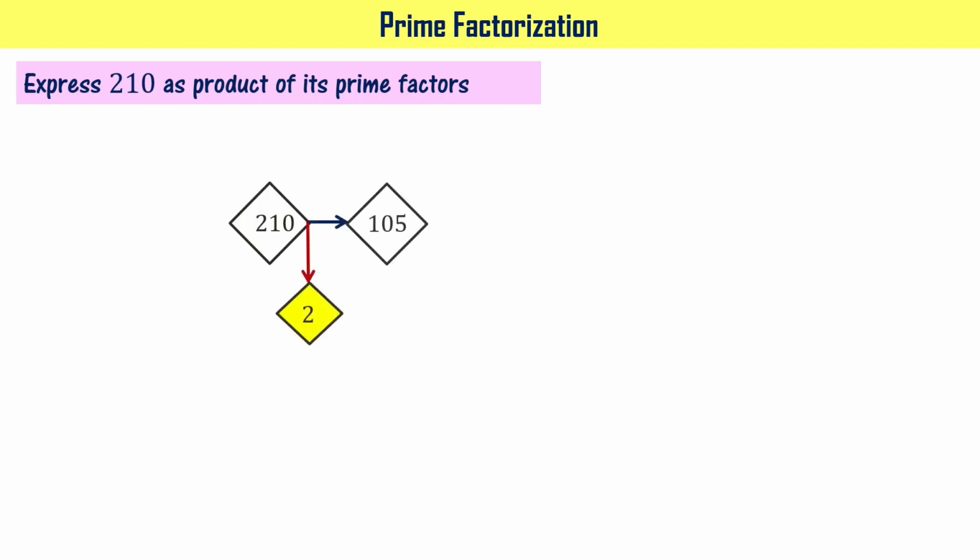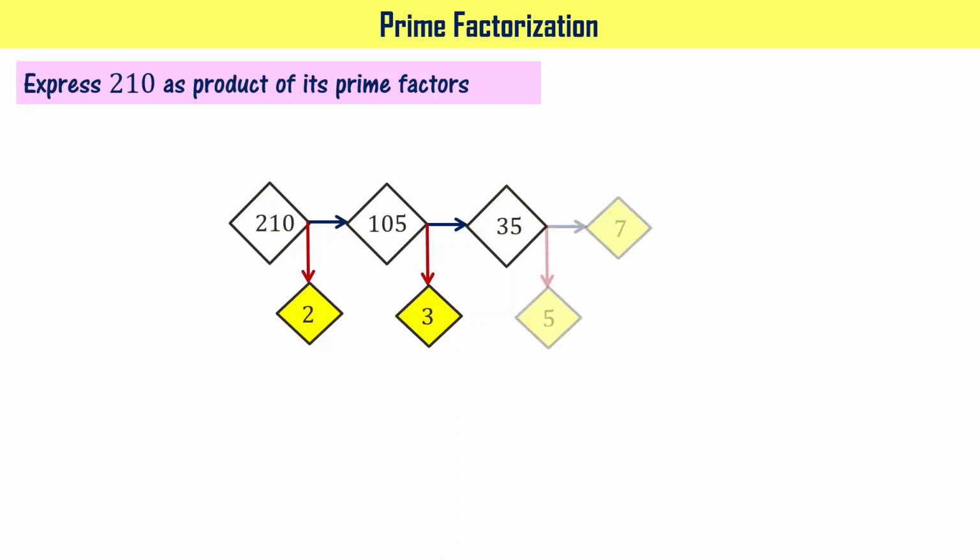210 can be written as 2 times 105, where 2 is a prime number and 105 is a composite number. Right? Now, let me write 105 as product of 3 and 35, where 3 is a prime number and 35 is a composite number. 35 can be written as product of two prime numbers that are 5 and 7. Now 210 can be written as product of its prime factors. The prime factors are 2, 3, 5 and 7. So 210 now can be written as 2 times 3 times 5 times 7, right?